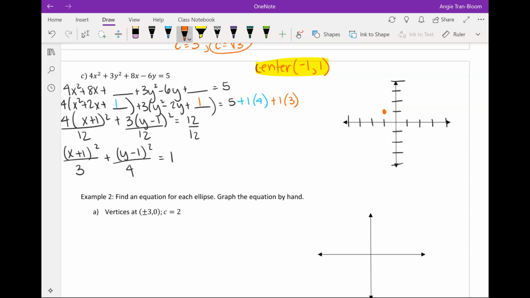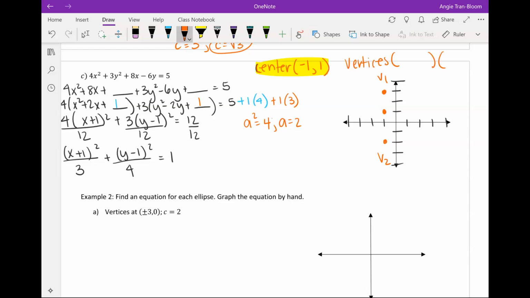What else do I need? Can I find a value? What's a squared? 4. That means a is 2. Do I go up, down, left, or right? Up, you're right. Up 2, down 2. This is vertex 1 and vertex 2. I can also answer that question, right? Vertices.